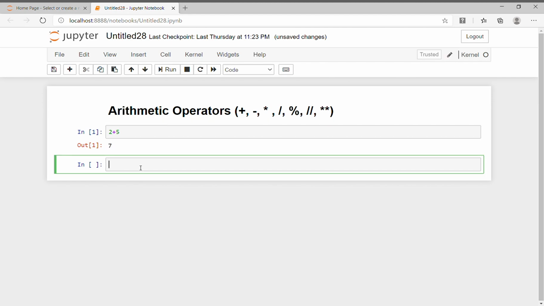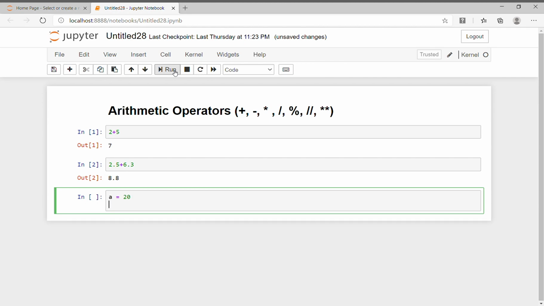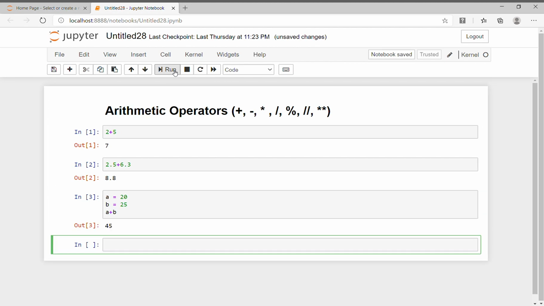Or we can also add 2.5 plus 6.3. After executing this we will be getting 8.8. Or we can also do it with variables: we have a variable a is equal to 20 and another variable b is equal to 25. We can add both these variables with the help of the addition operator and we will be getting 45, like the addition of a and b.